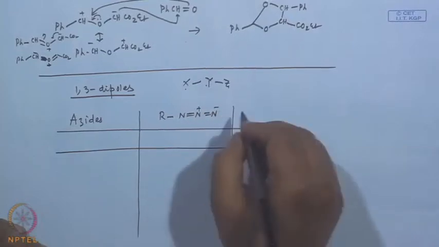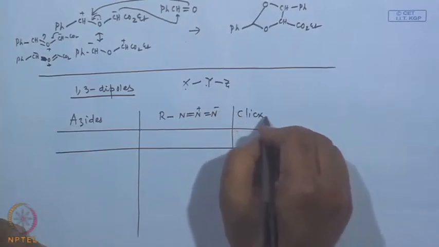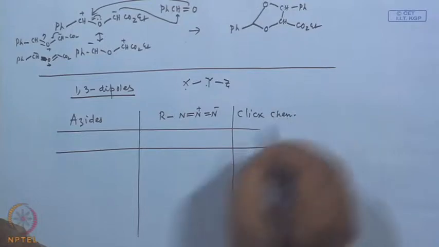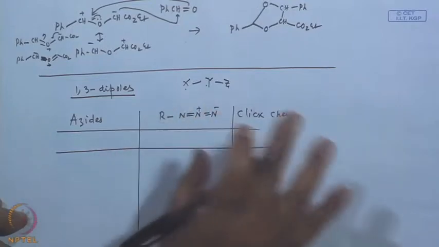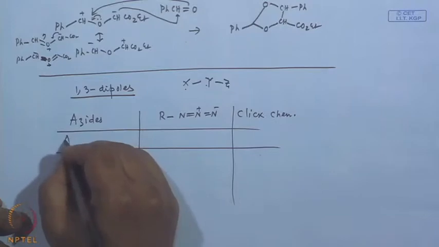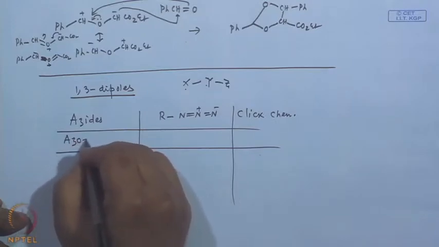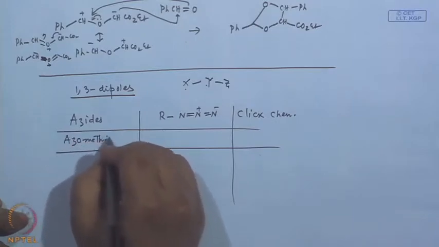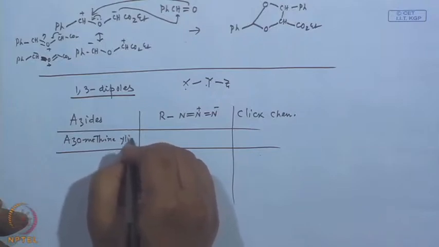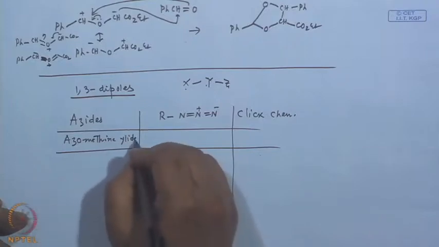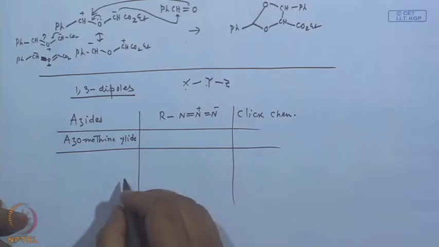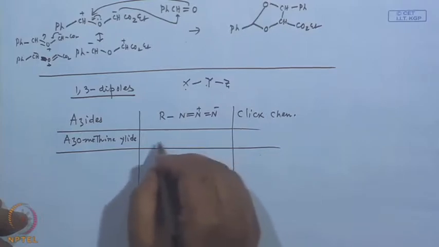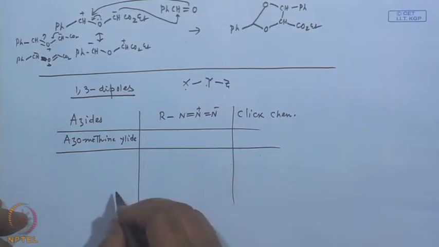We are not going to talk about that today. What we'll be talking about today is azomethine ylide. It's a very popular dipole. And how does it look? Azomethine ylide; the name tells you.